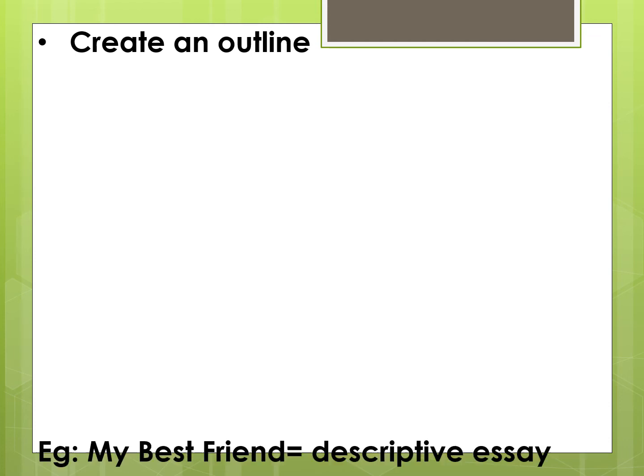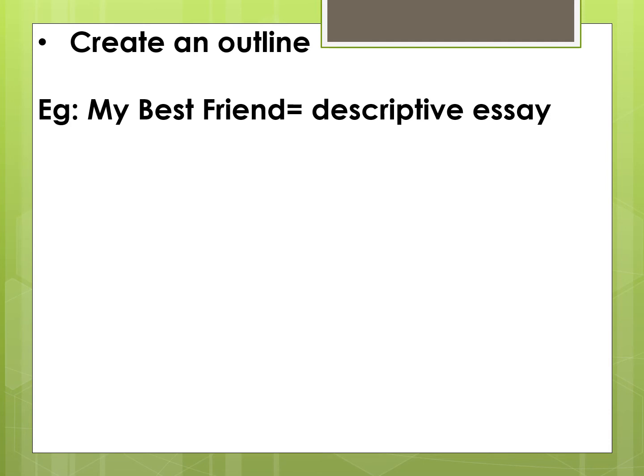Now, when you see your topic, the first step you can do as your rough work is to create an outline of what you will be adding to your essay. This outline is nothing but simply all the points that you would be covering up to complete your essay. For example, let's take this topic, my best friend, which is a descriptive essay. Now, looking at the topic, I'll create my outline points, which is basically the points that I would like to cover up into my essay.